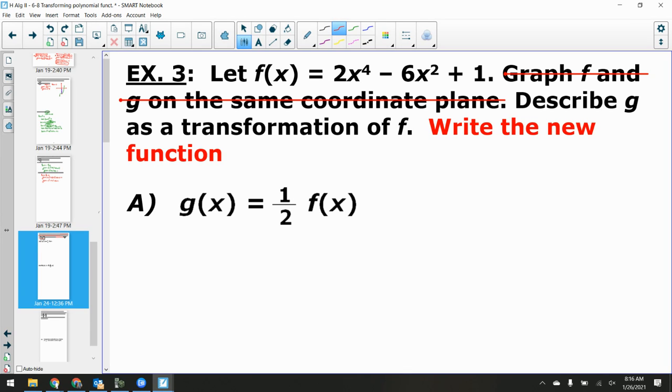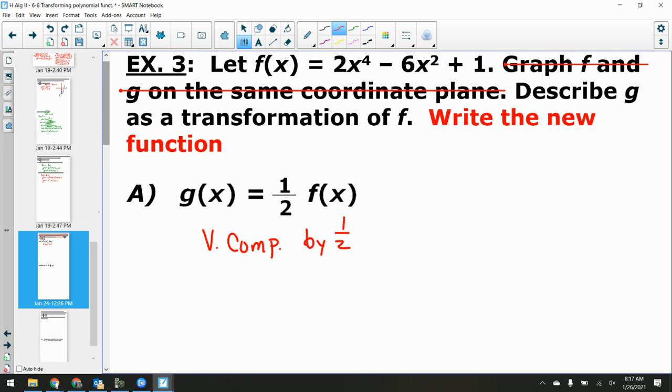All right, so what is the transformation? What transformation are we talking about here, where I take 1/2 of f of x? What type is that? Very good, Alex. This is a vertical compression by 1/2. Okay, so that's describing g as a transformation of f.